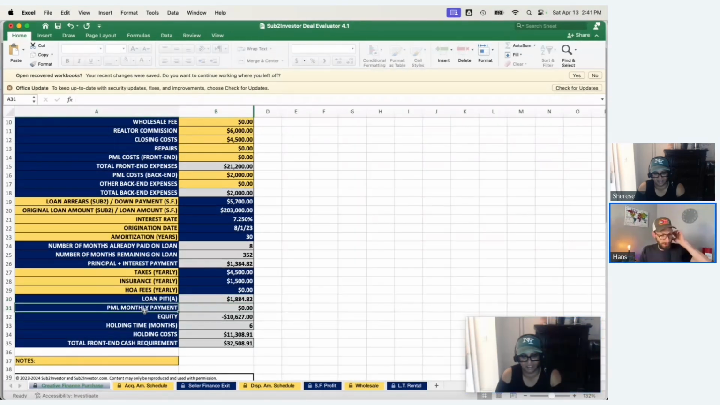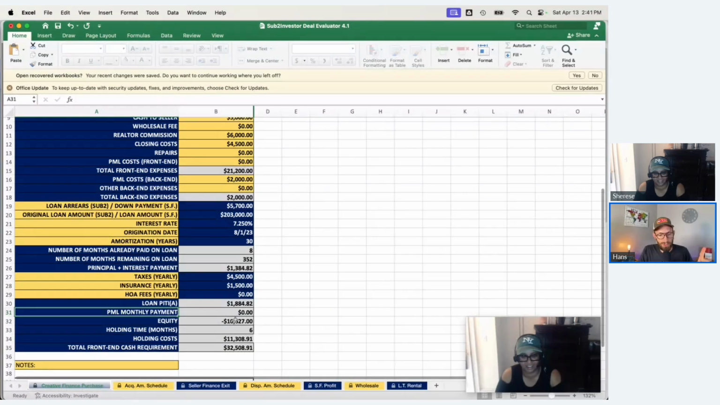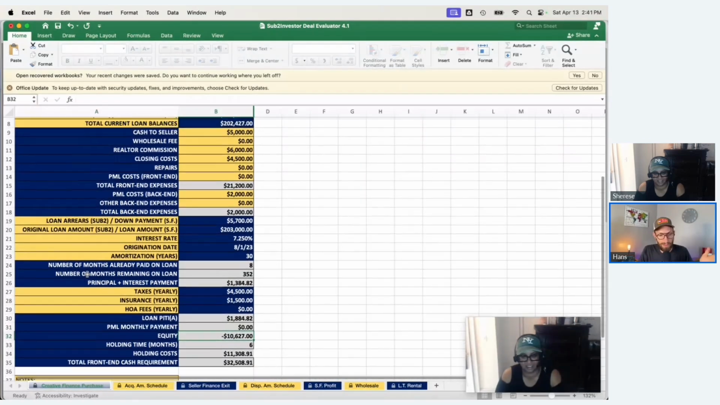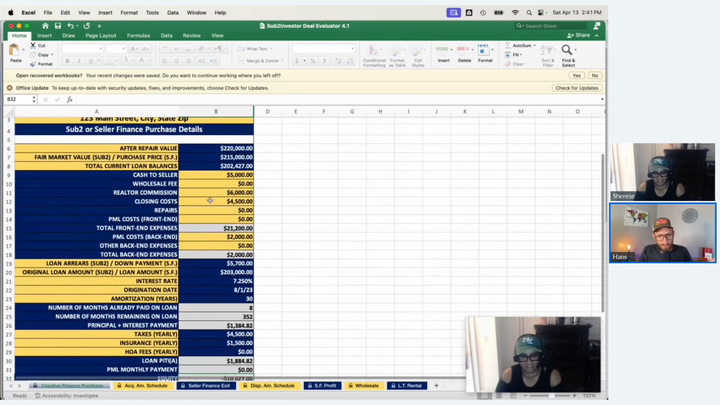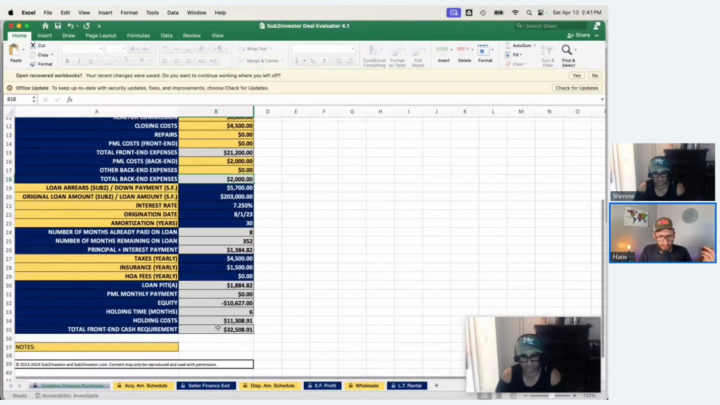And then this is where I put your monthly private money lending costs, but let's get to that in a second. The equity position is your negative equity, $10K, basically based off of the fair market value minus the loan value minus your total front end expenses and back end expenses. That's how it calculates your equity position. So you're slightly negative equity on this deal, which is fine on seller financing. A lot of deals still work with negative equity as long as it's not great negative equity, just slight negative equity.